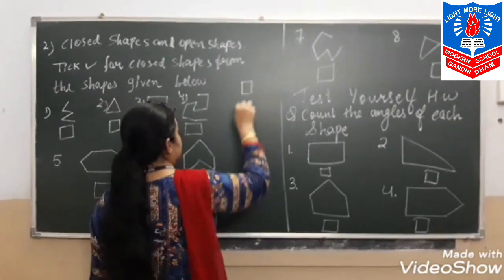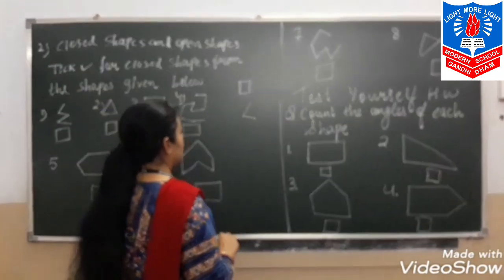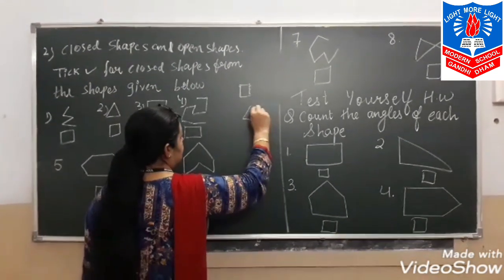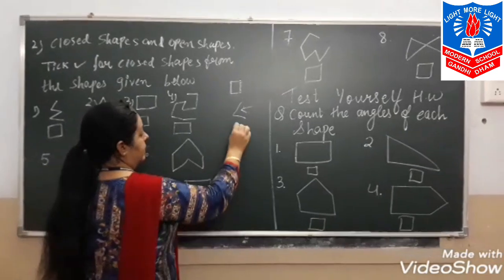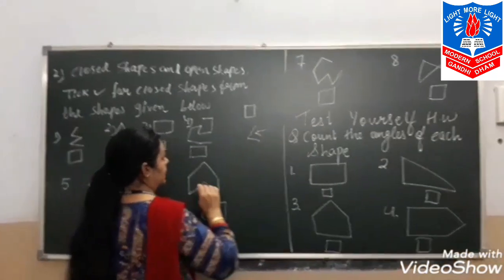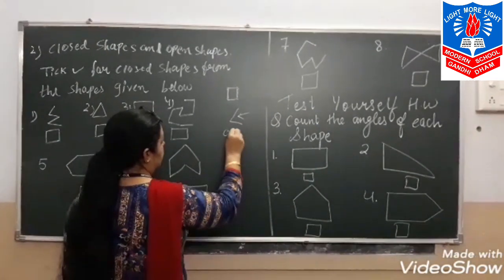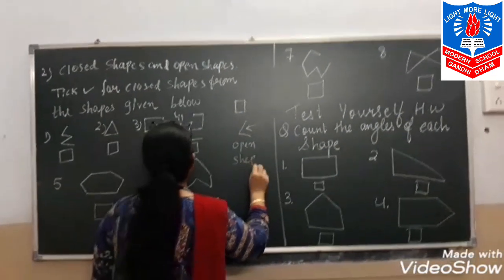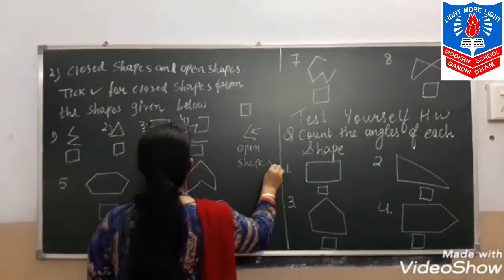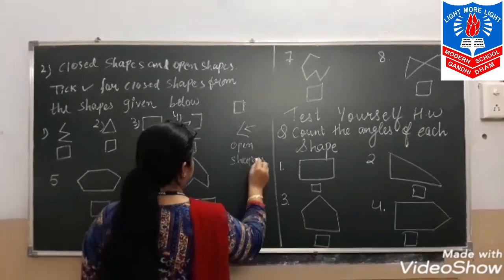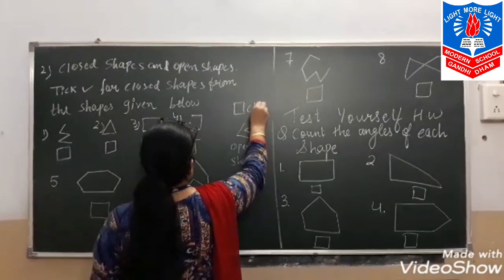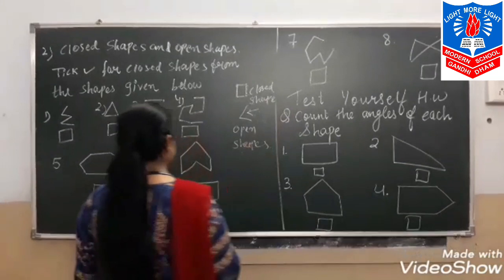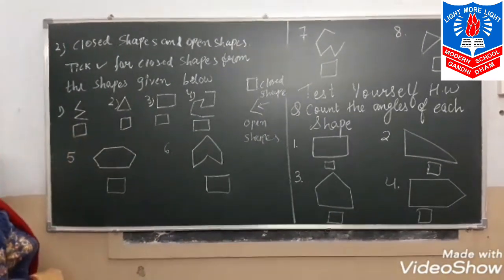And suppose I draw this figure in this way. Only 2 sides. See, these sides are open. We can enter from this side. So this is an open shape, and this is a closed shape. Understand? Now we do an exercise.